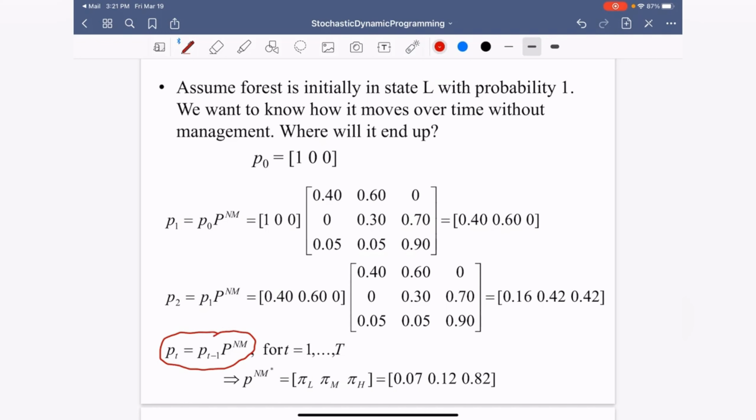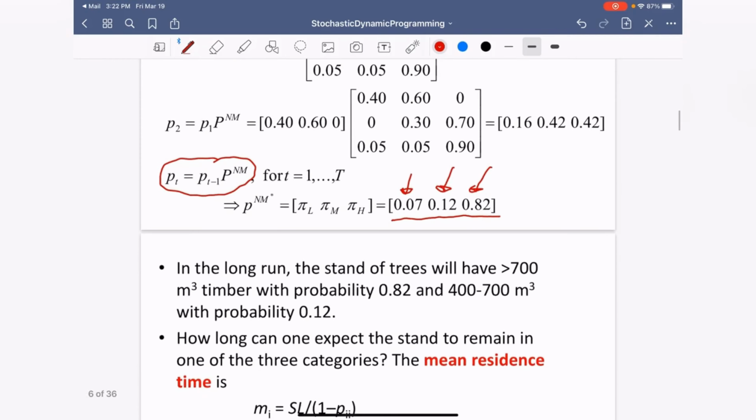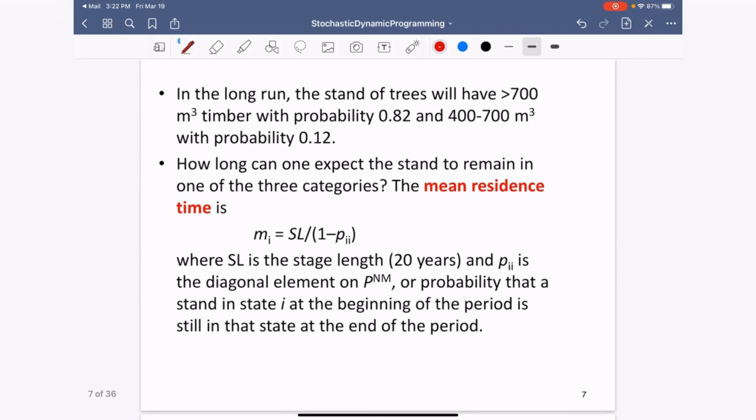a large number of periods, and what we end up with is that at any given time there's a 7% chance that that forest that started in that low state, after a large number of years have passed, is still in that low state. 7% probability, 12% probability that it's in the medium state, and an 82% probability that it's in the high state. And of course, this has to do with things like wildfire and beetles and other kinds of natural disturbance.